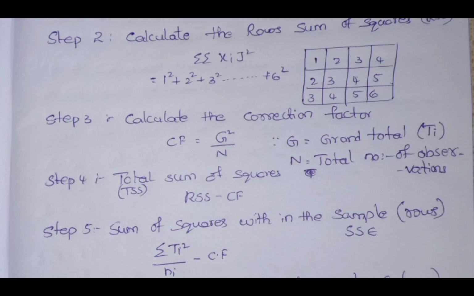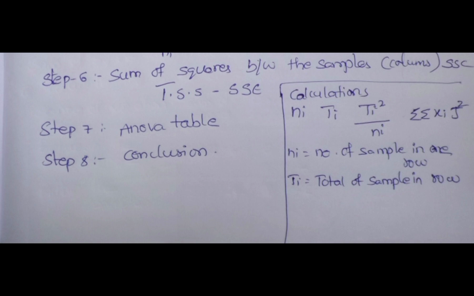Step 5 involves calculation of sum of squares within the sample. SSE equals summation of Ti square by Ni minus CF, correction factor. Step 6, calculation of sum of squares between the samples. SSC, that is TSS minus SSE, that is total sum of squares minus sum of squares within the sample.